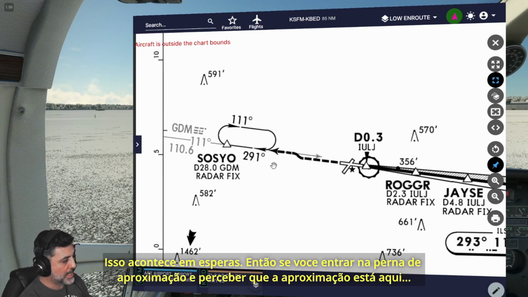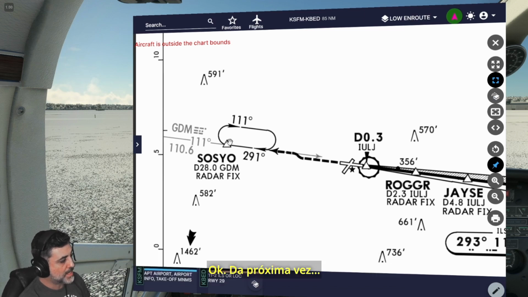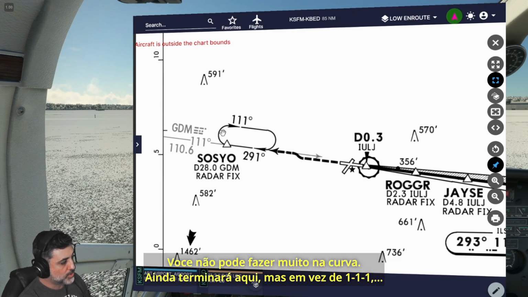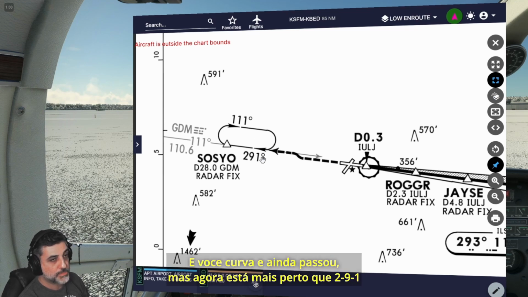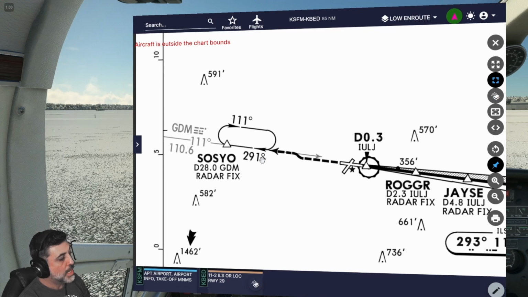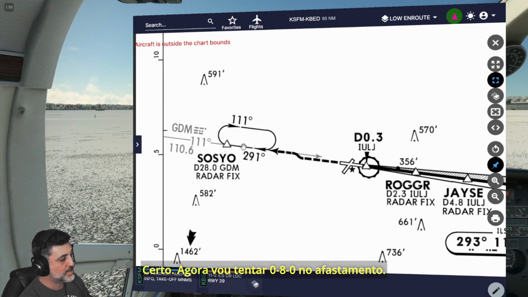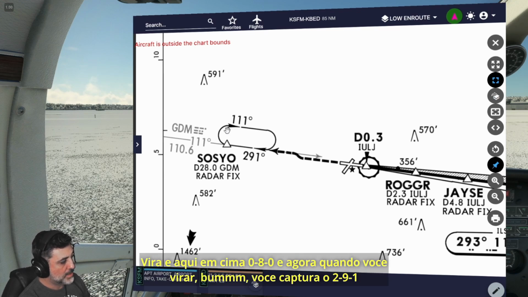So if you turn inbound from there and realize, whoa, the inbound is way over here. Okay, next time, you can't do much about the wind on the turn. You're still going to end up here. But then instead of going to 111, go to like 090 and see what the wind does. And you end up over here. And you turn and you still are past, but now you're closer to 290.1. Got it. Okay, I'm going to try 080 on the outbound. Turn, end up here, 080. And now when you turn in, boom, you capture the 290.1.